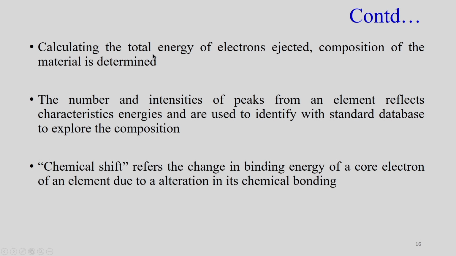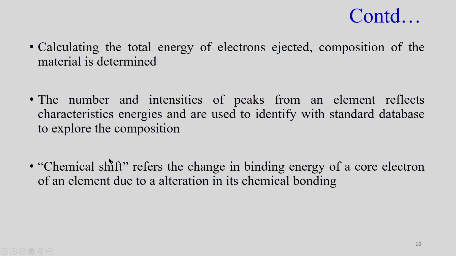So, once we are able to measure the total energy of the electrons ejected, it can be correlated with the composition of the material or the particular sample. Now, the number and intensity of the peaks from an element reflect the characteristic energy. As I told, this is the interaction between the surface and that energy source, the X-ray, and this intensity and the number of peaks are compared with the standard database to explore the composition. So, basically we will get the XPS spectra, and this spectra is compared with the standard database.